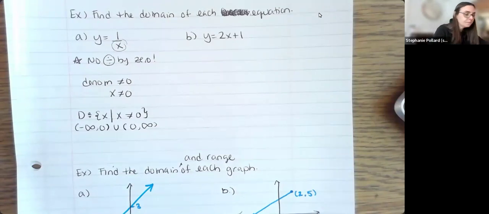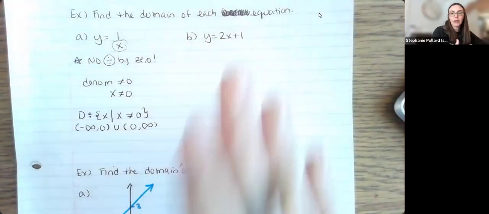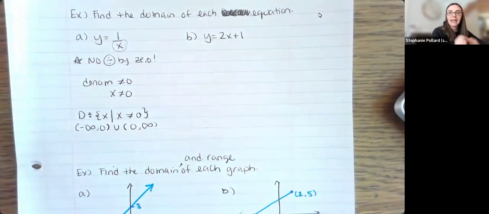In the next example, I have a regular linear equation. I don't see anything in a denominator. Technically, there's always ones, but I'm looking for variables in denominators. I don't see anything here, so there's nothing to worry about, at least at this point.